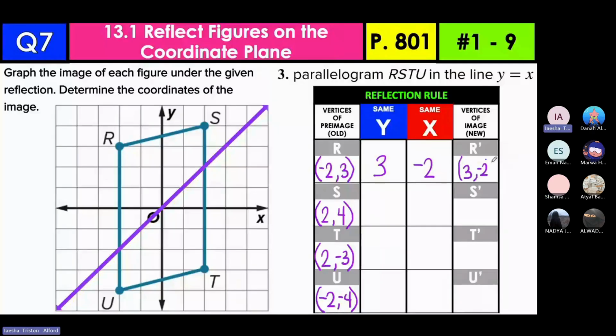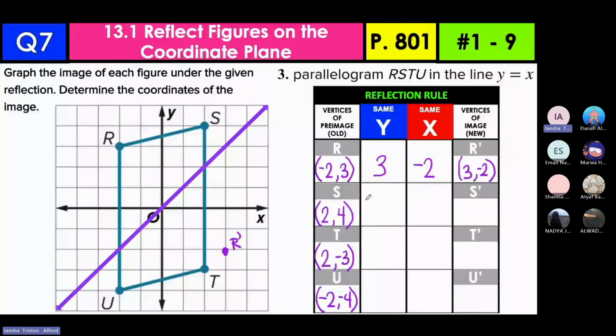So how do we get to R prime? We go 3 units right and 2 units down. So 3 right, 2 down. Put the point. This is called R prime.